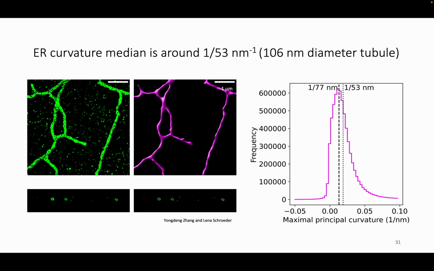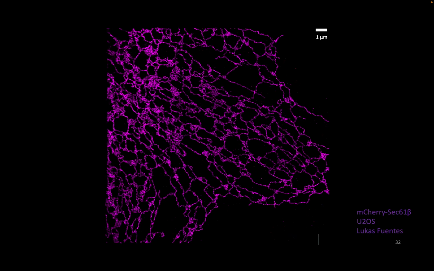So if we plot the maximal principal curvature, the curvature across the tubule, for the data set that these ER images arise from, there's actually a lot more ER in this data set than I'm showing here, but you can see that it includes some ER sheets. If we look at the median maximal principal curvature for this data set, we see that it's 1 over 53 nanometers, which means that our average tubule diameter is somewhere around 106 nanometers in this data set, which is smack dab in the middle of the range that we would expect. So this is good validation that this method is working on real SMLM data.